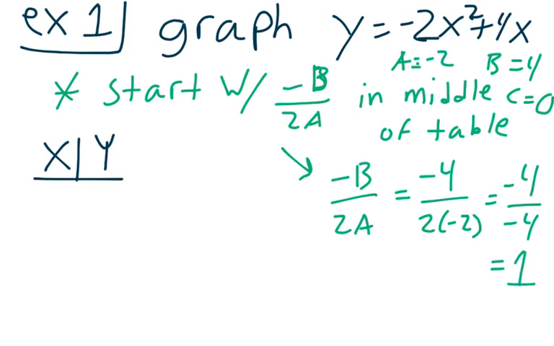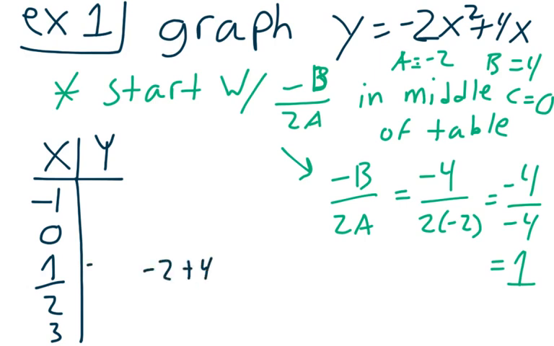What that means is, again, that 1 is the x part of the vertex. So I'm going to put 1 in the middle. And we'll go 0, negative 1, and we'll go 2 and 3. And I'll just plug them in. If I plug in 1, I get negative 2 plus 4, that's 2. If I plug in 0, I get 0.